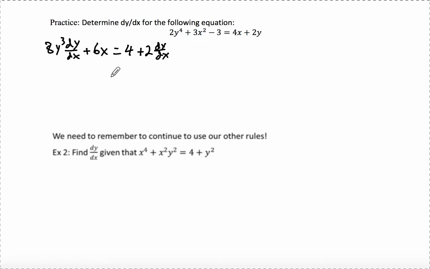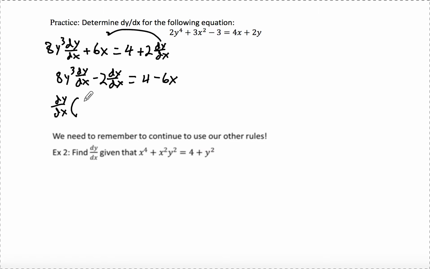All right, now we got to get our dy dx's together. Now it doesn't actually matter which side we combine them on. You'll end up with the same thing. I'm just going to move dy dx's to the left. That's just my general habit. So 8y cubed dy dx minus 2 dy dx. I'm going to move this term over here. Let me get this 6x term to the other side. So that'll be 4 minus 6x. I'll factor out a dy dx. That way I only have one of them left. I have 8y cubed minus 2 equals 4 minus 6x.